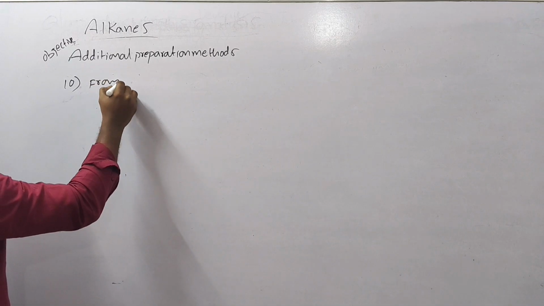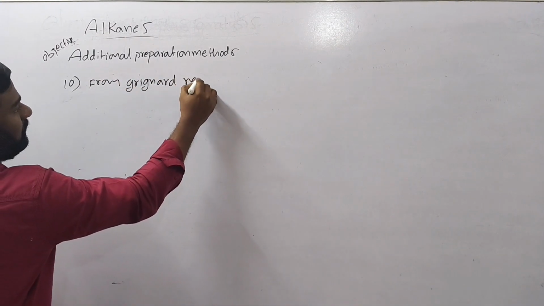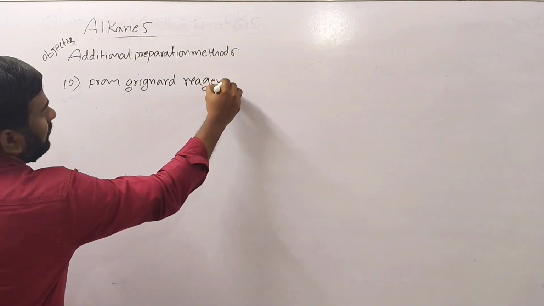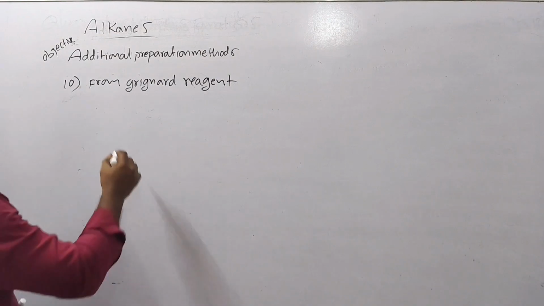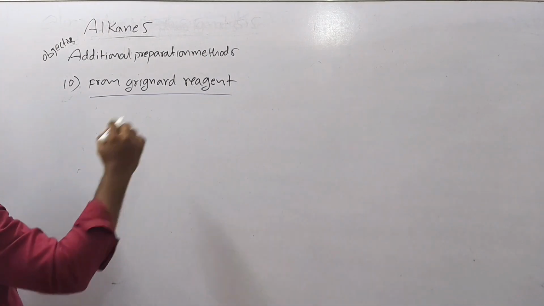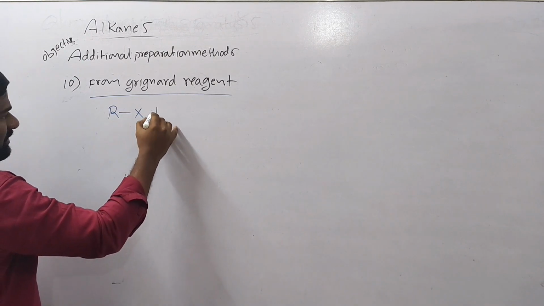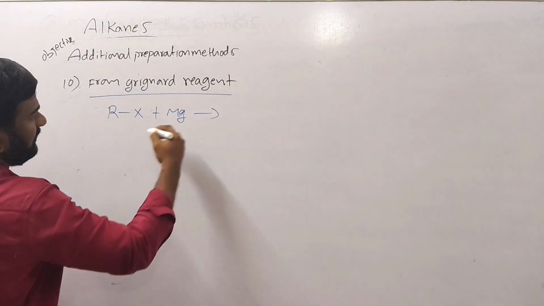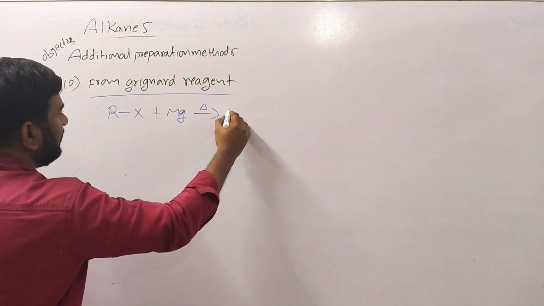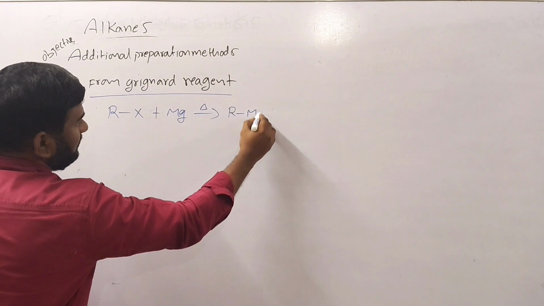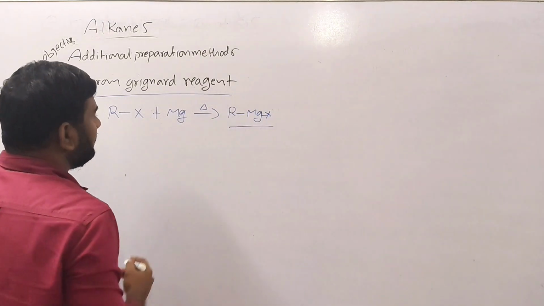From Grignard reagent, how can we prepare alkanes? What is meant by Grignard reagent? A Grignard reagent means an alkyl halide heated with magnesium in the presence of dry ether, giving RMgX. This RMgX is called a Grignard reagent.